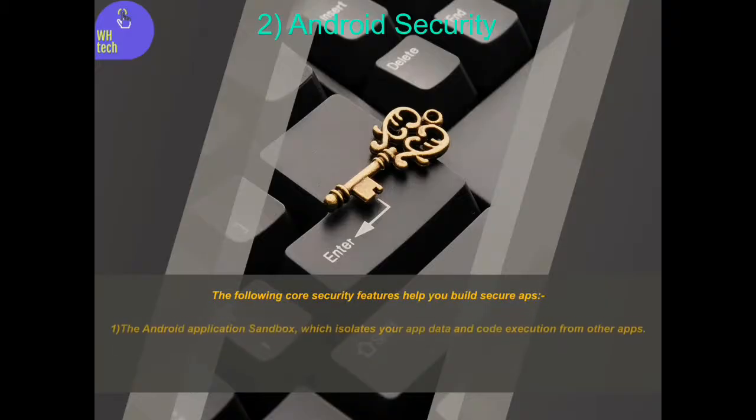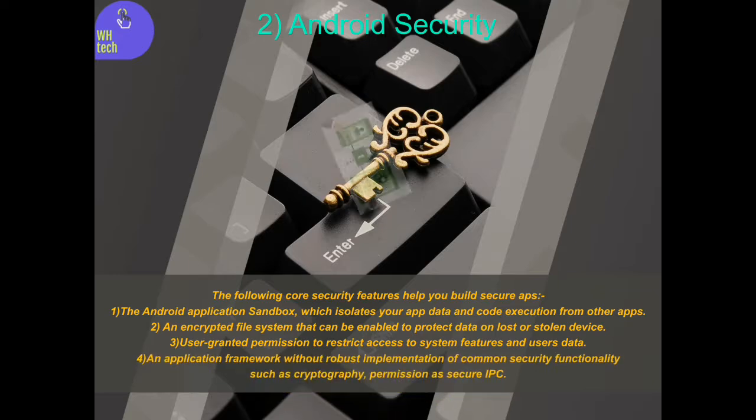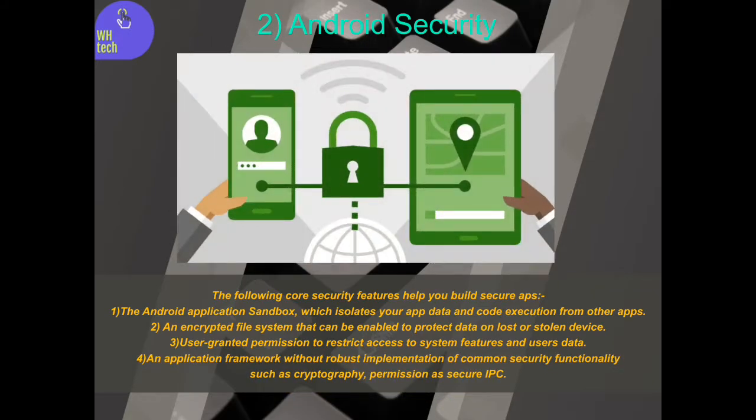Now, let's know more about Android security. The following core security features help you build secure apps. Number 1. The Android application sandbox, which isolates your app data and code execution from other apps. Number 2. An encrypted file system that can be enabled to protect data on lost or stolen devices. Number 3. User-granted permissions to restrict access to the system's features and users' data. And number 4 is an application framework with robust implementation of common security functionality such as cryptography, permissions, and secure IPC.